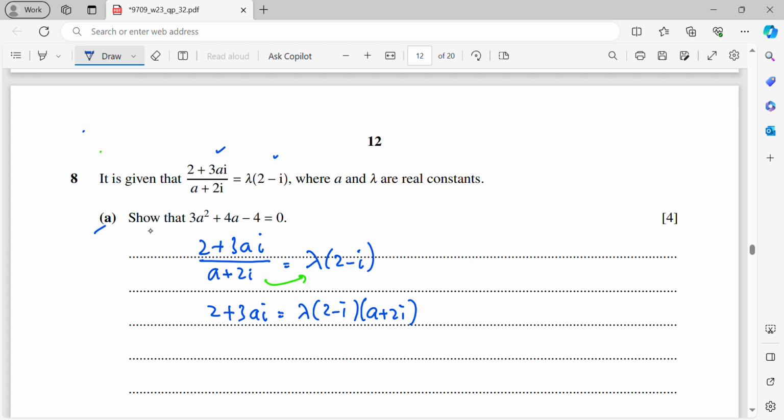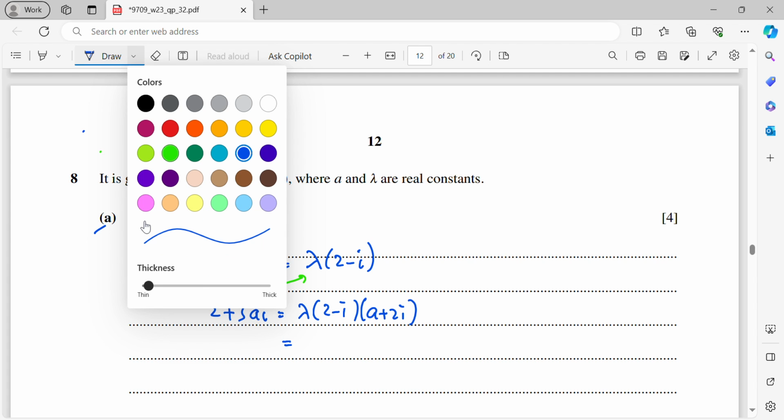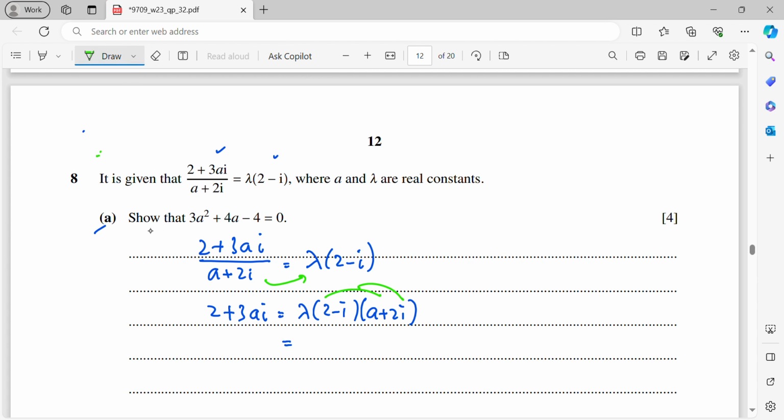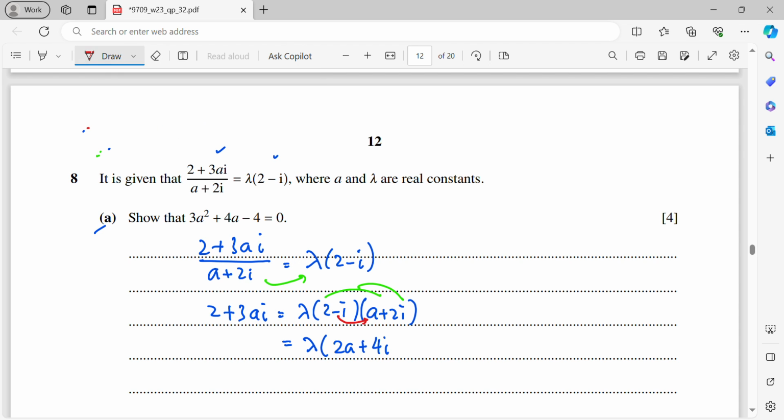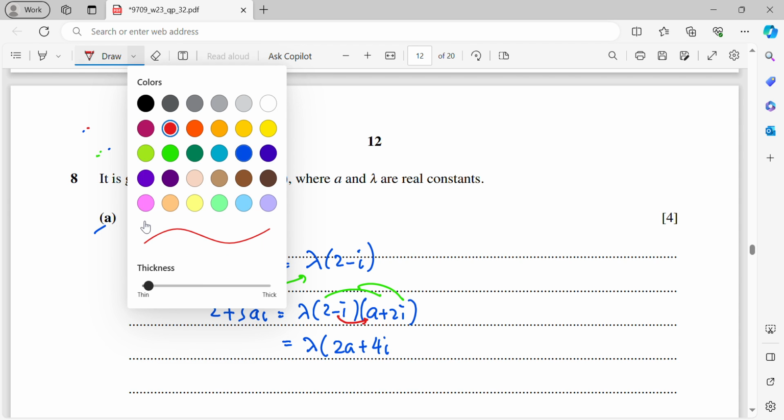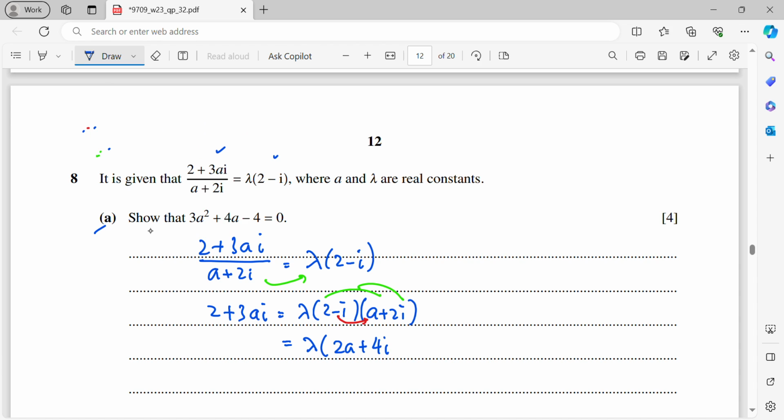Okay, and then do expansion. So here just do expansion. Then you will get lambda. So 2 times a plus 2i, it will be 2a plus 4i. And then when you multiply the minus i with the bracket on the right side, second bracket, it will be negative ai, negative 2i squared.